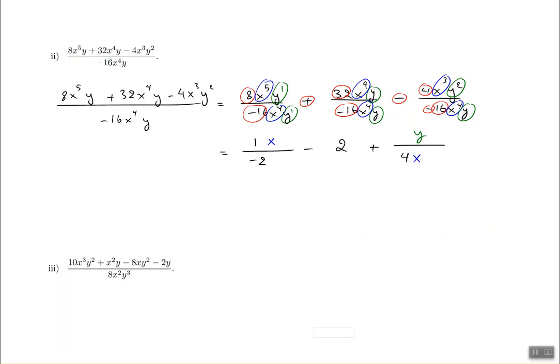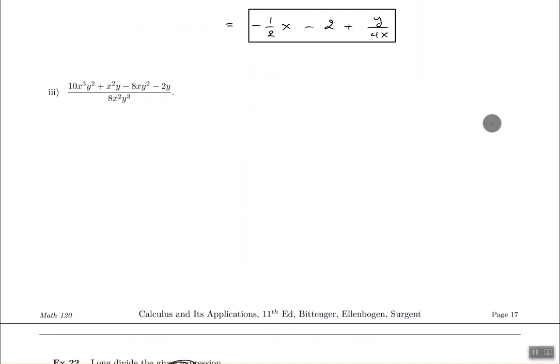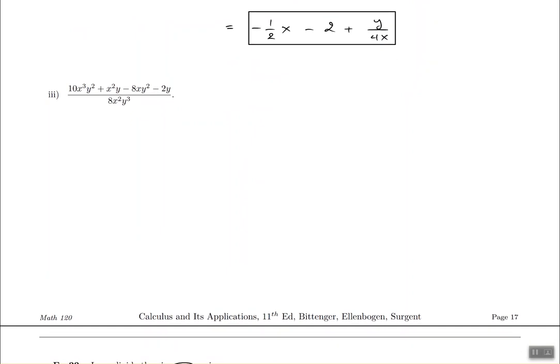So we can leave the answer like that, or we can try to make it a little bit cleaner by writing -1/2 of x^-2 plus y over 4x. It's up to you whether you do that or not. It's really not required. Either one is fine. So I'll do that just to make it look cleaner. And then finally, the last one is going to be the same.